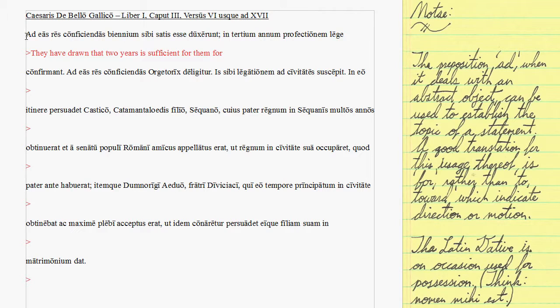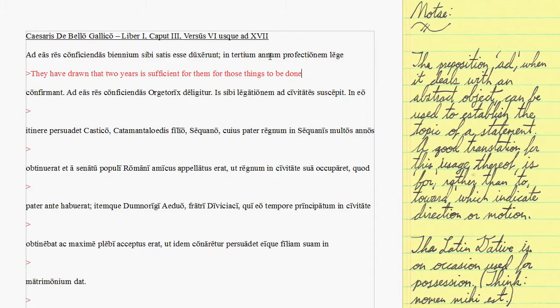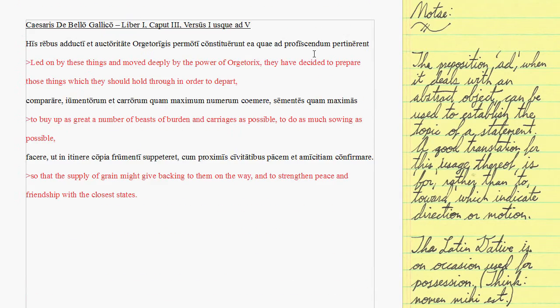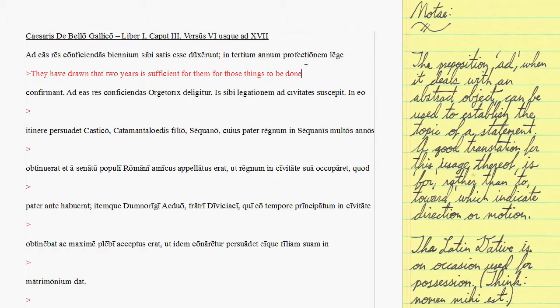And generally when ad is being used to deal with an abstract or less physical concept, or perhaps not to deal with motion, usually fit it in as for, talking about a change in topic or what's kind of going on with the sentence. So for those things to be done, once again referencing those actions that they discussed up above in the previous section, and they have drawn the 2 years sufficient for them for those things to be done. They have the idea that they need to just buy their time for 2 years and make sure they have all their things in order before they can leave. And that makes a lot of sense. They have a lot of stuff to do before they depart.